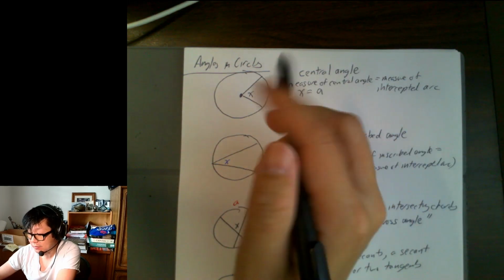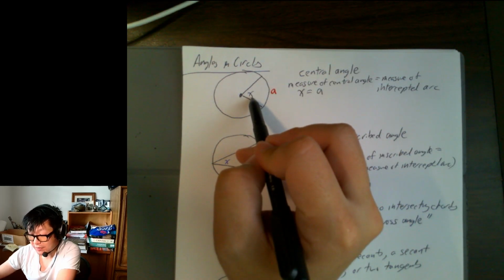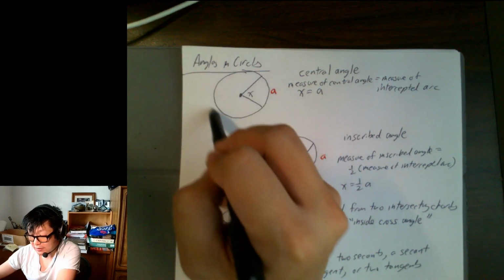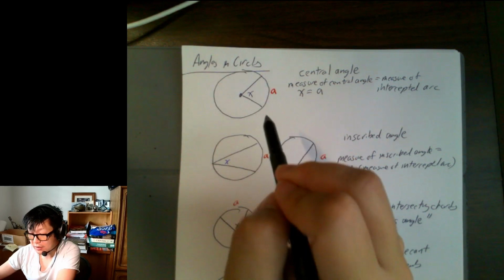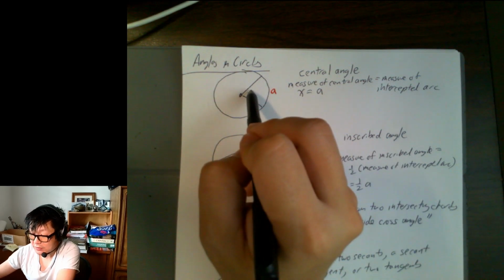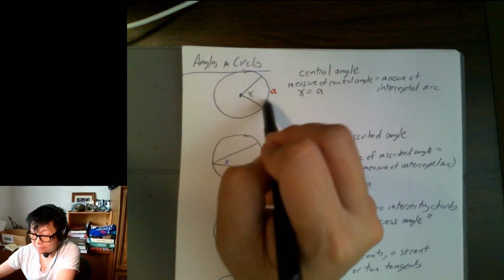For these angles, the measure of the angle equals the measure of the intercepted arc. The arc is the outer arc, the circumference is divided into 360 degrees, and so if this is 40 degrees, this will be 40 degrees.